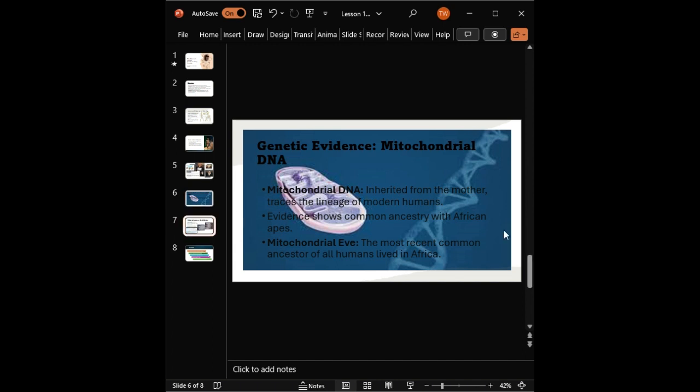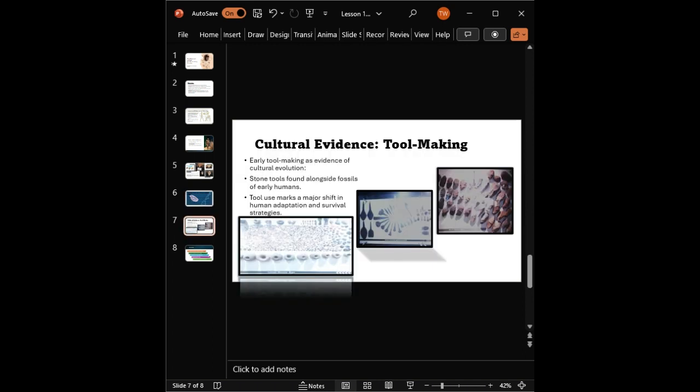Now, finally, let's take a brief look at cultural evidence. One of the key indicators of evolution is tool making. Early humans like Homo habilis were found alongside stone tools. This ability to make and use tools marks a major shift in how humans adapted to their environment, leading to better survival strategies and eventually more complex societies.